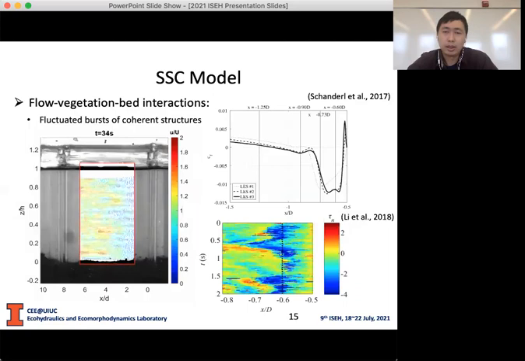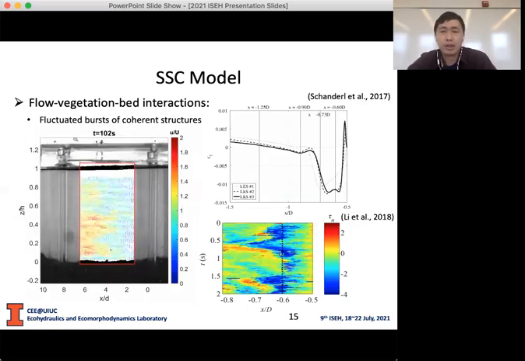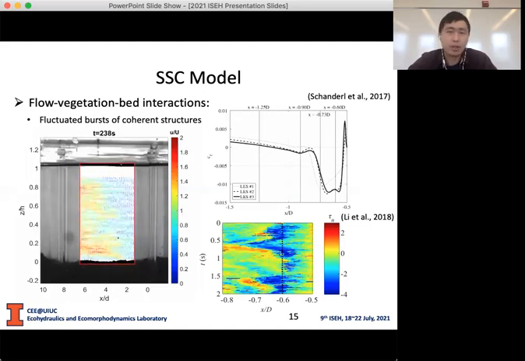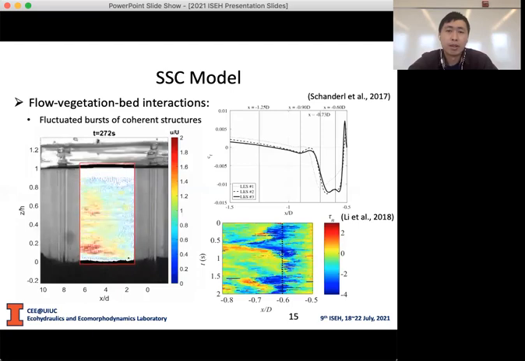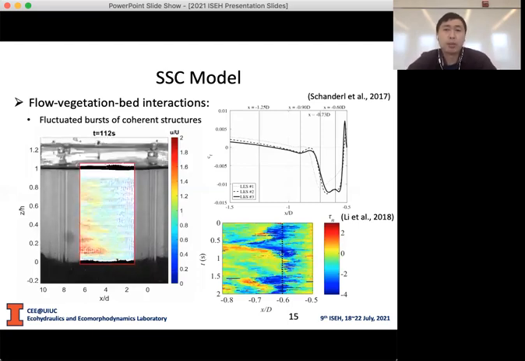And also, more studies show that the interactions between flow, vegetation, and the bed can generate fluctuating coherent structures, causing extreme peak values of the instantaneous bed shear stress and the time-averaged bed shear coefficient around the vegetation. From the left animation of our experimental result, it shows the instantaneous velocity and sediment measurement from one of the cases. We can see some random bursts of strong velocity components from the bed within the canopy, which might be able to suspend more particles.